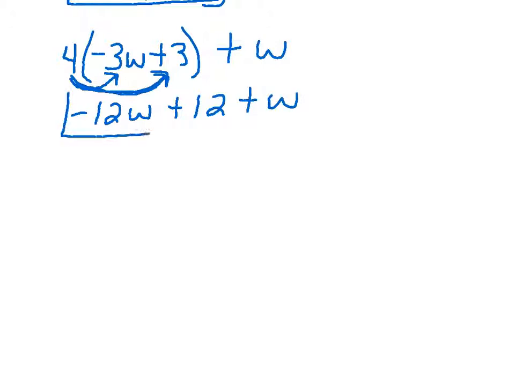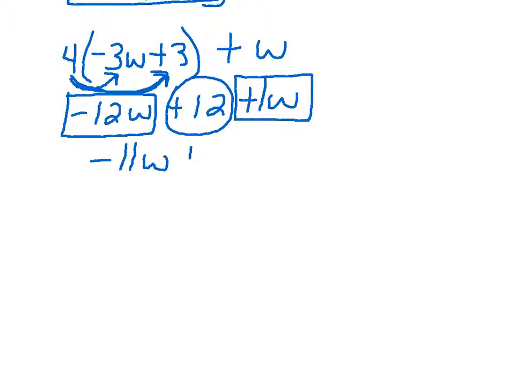We'll give the w's the box. And this guy is also w, so he needs a box. And then this guy has no friends. Alright, so let's look at our boxes. Negative 12w plus 1w. Again, you can put a 1 there if you want. That's going to give us negative 11w. The 12 has no friends, he just gets tagged along, and they cannot be added together. Just resist that urge. How'd that feel?